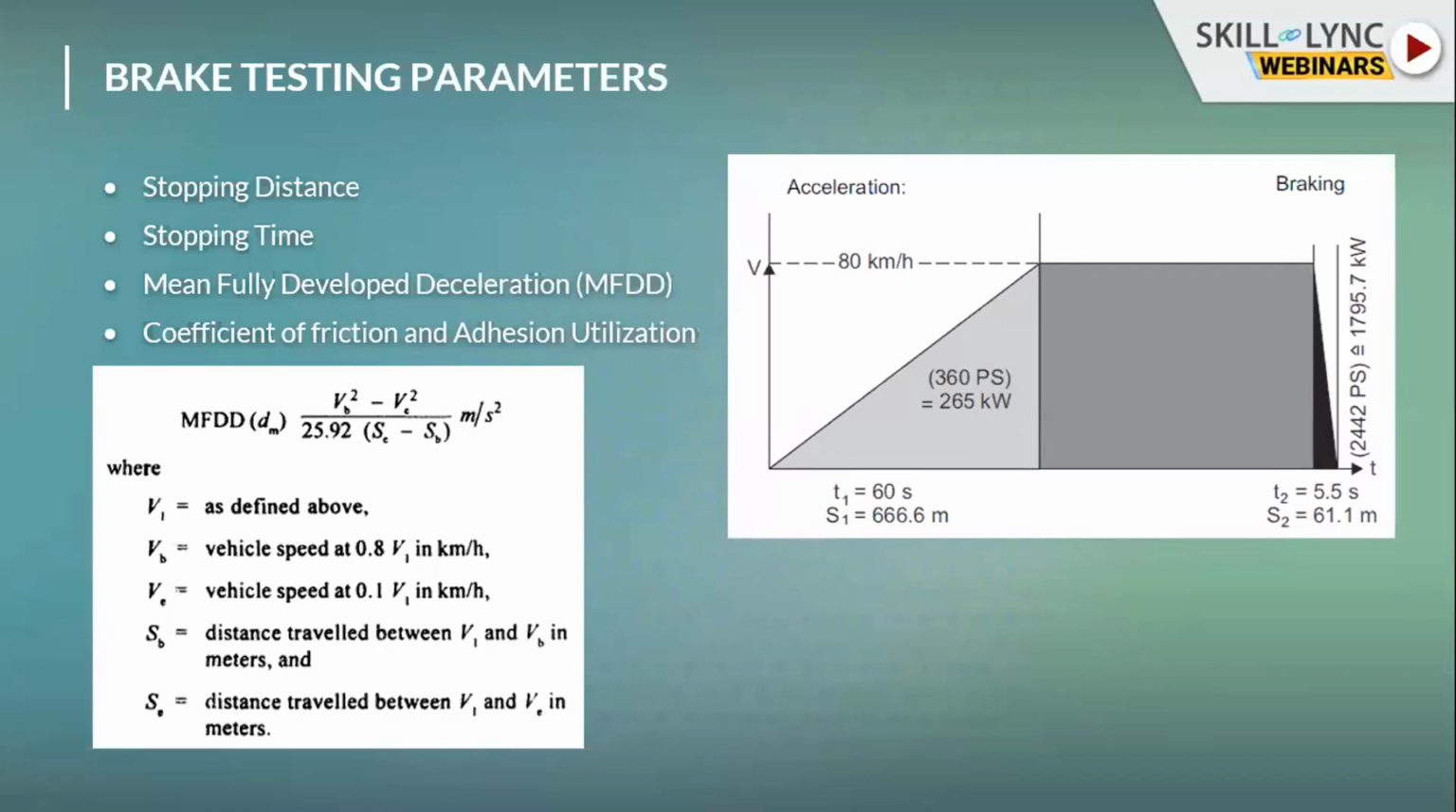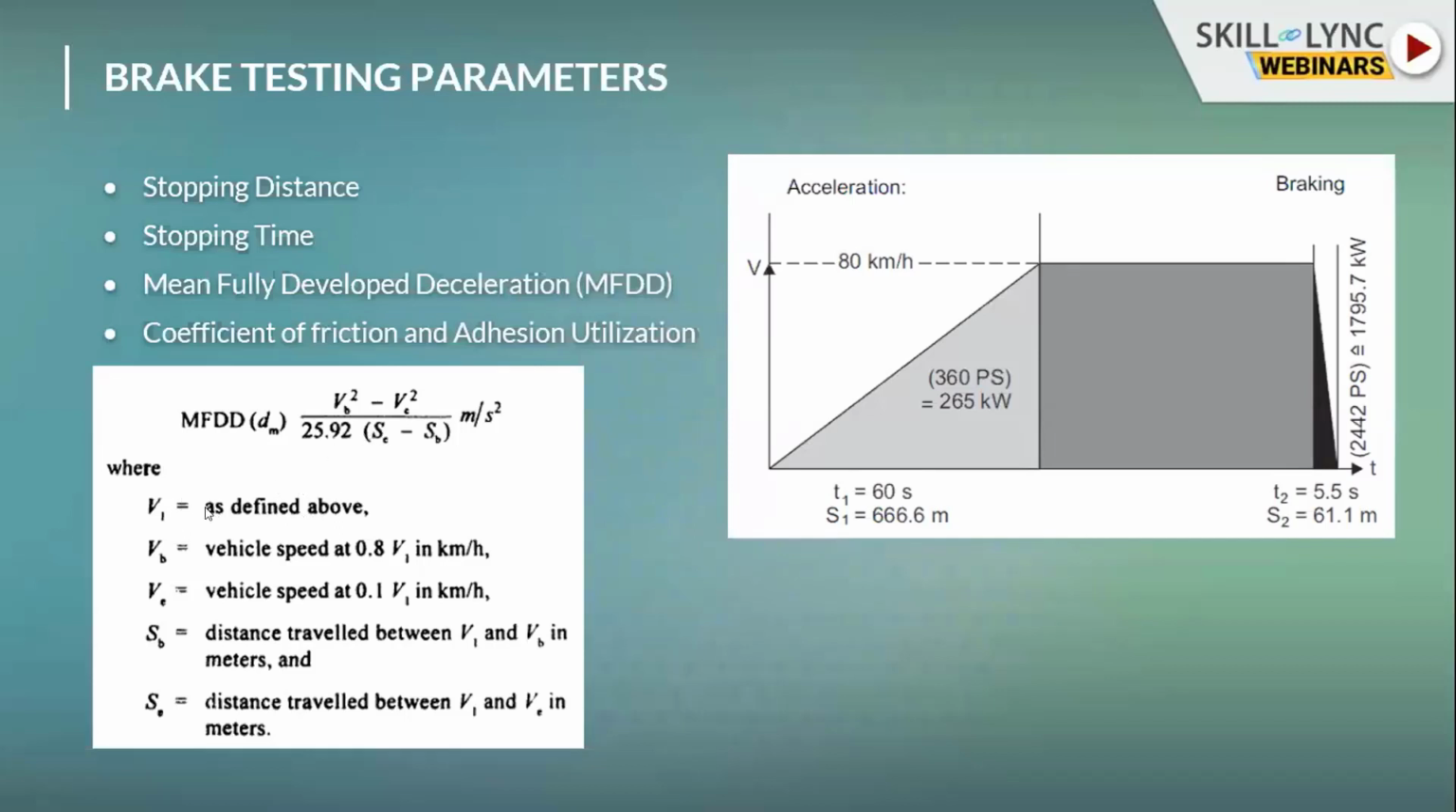Then comes the mean fully developed deceleration. It is similar to a deceleration, where we take the 80 to 10 percentage of the stopping distance value and calculate the deceleration in meters per second square. So here I'll just quickly explain the formula.